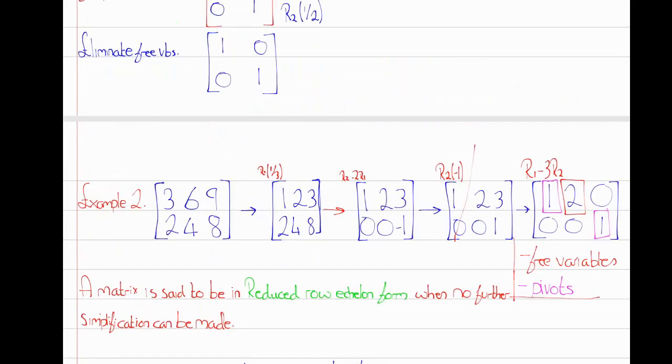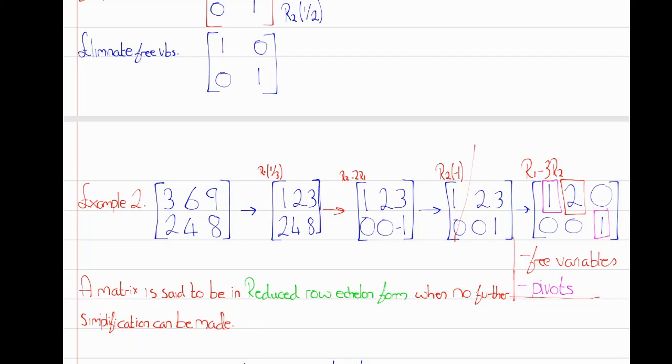Another example. So we have the matrix 3, 6, 9, 2, 4, 8. What I'm going to do is multiply the first row by a third. This gives us 1, 2, 3 on the top. What I'm then going to do is subtract 2 times the first row from the second row. That gives us 0, 0, minus 1 on the bottom. I'm going to multiply this row by minus 1, which gives us 0, 0, 1. I can then subtract 3 times the second row from the first row.